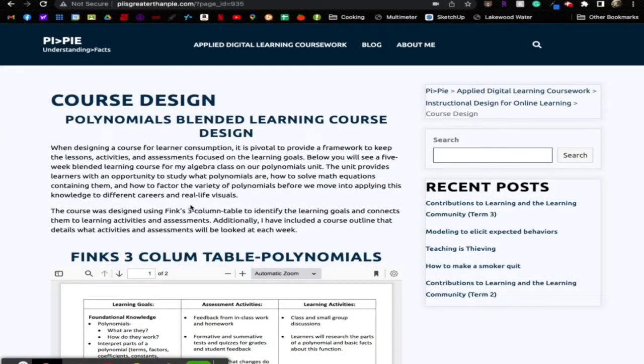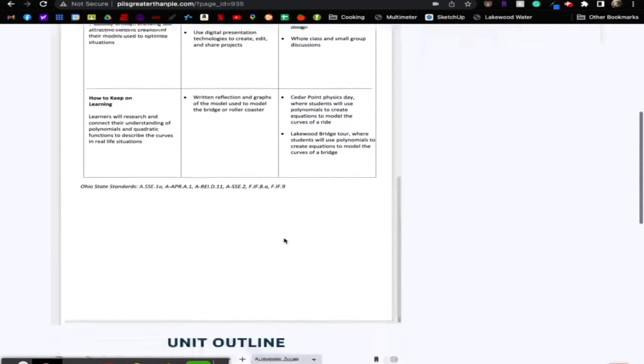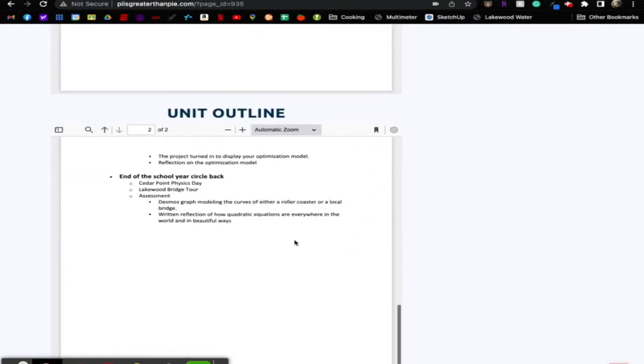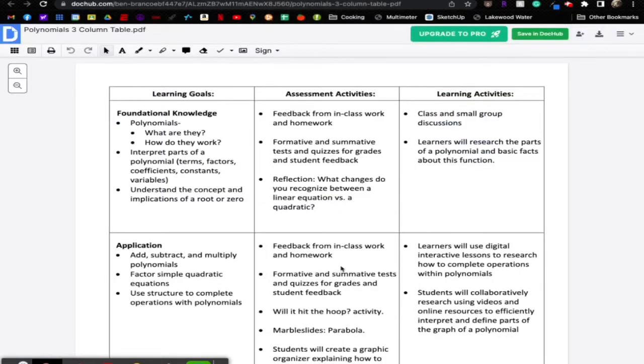Now we have switched over to my website, particularly the portion that is on course design. On the website here, I have my 3-column table, and I've also embedded the outline of the program. I'm going to access these through a Google Doc because it's a little bit clearer to understand.